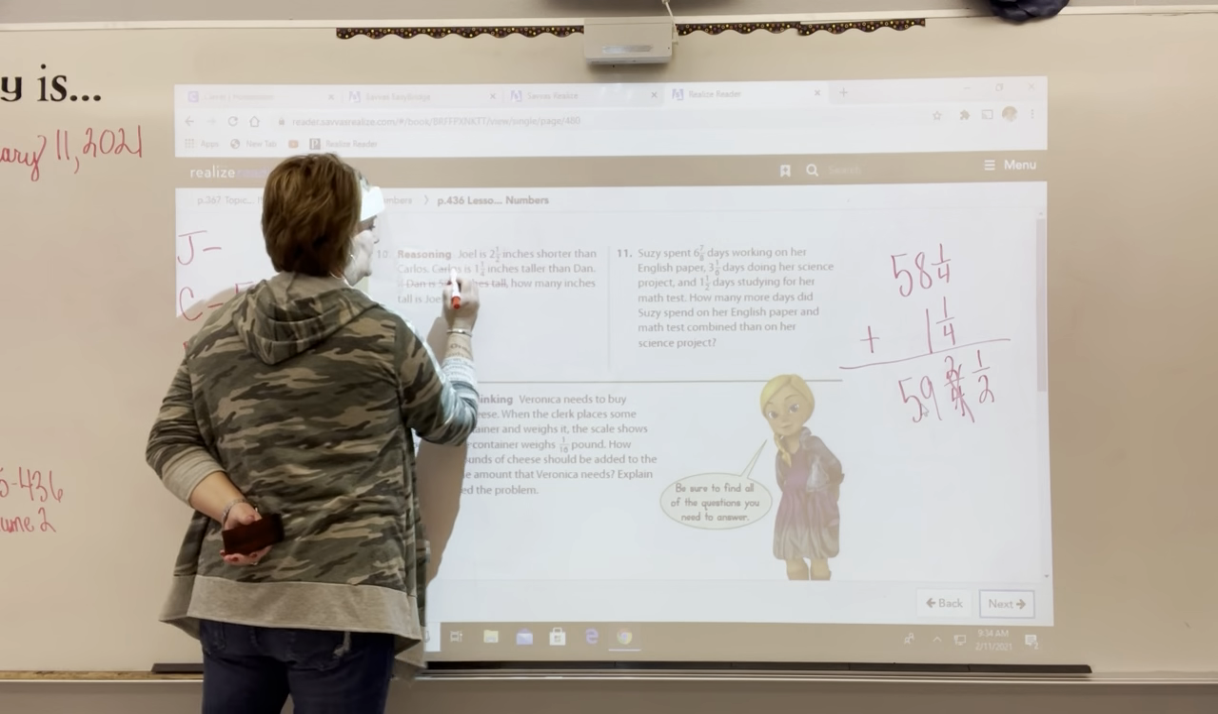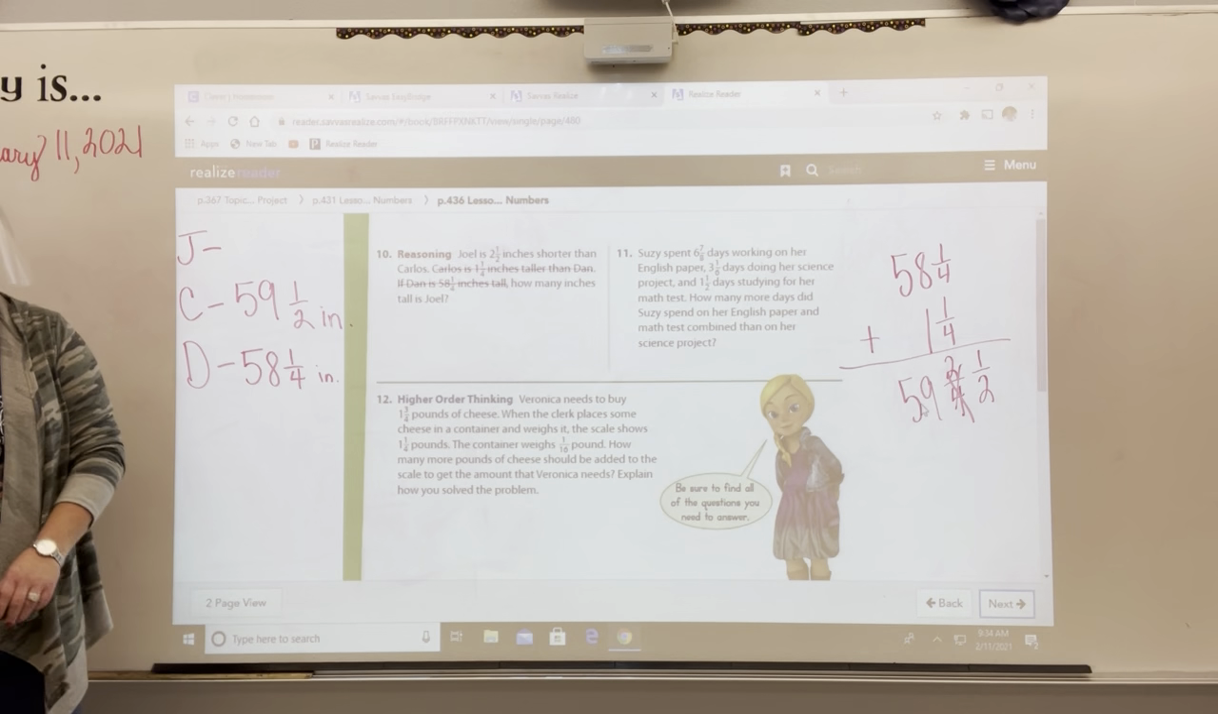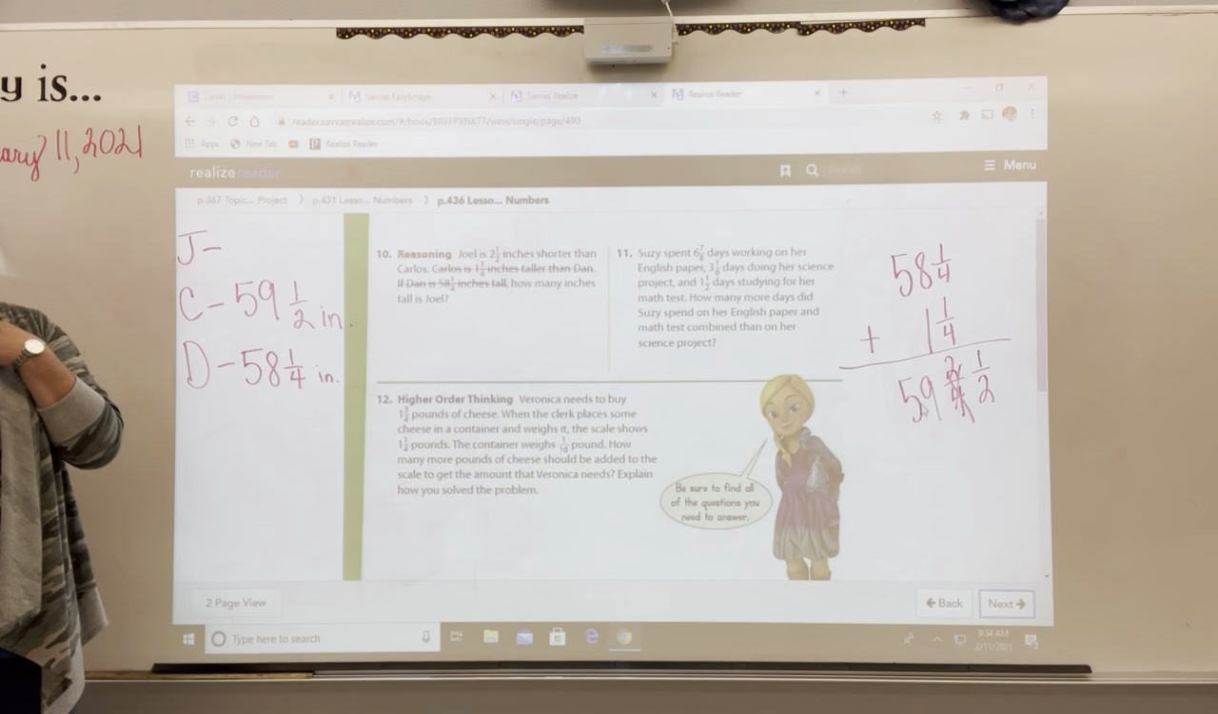Mark off Carlos. He's not even taller than me. I'm 1/4 taller than him.